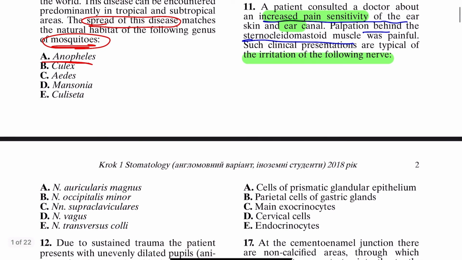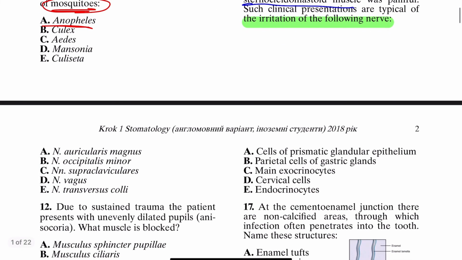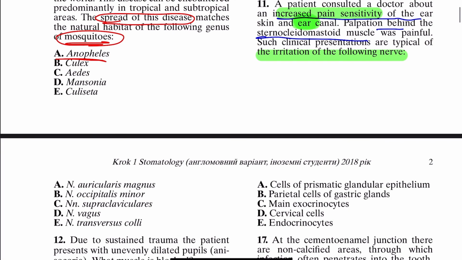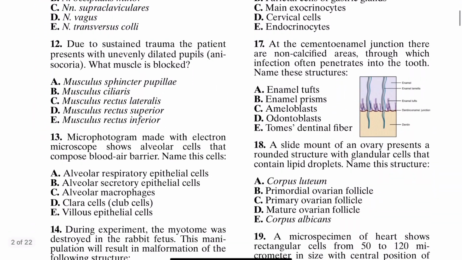Okay, so even if you don't know what these nerves are and from which branch they come, you know it's around the ear, the auricle. If you know in Latin that ear is auricle, then it's nervus auricularis magnus. It's around the ear area. Okay, simply, without too much detail.